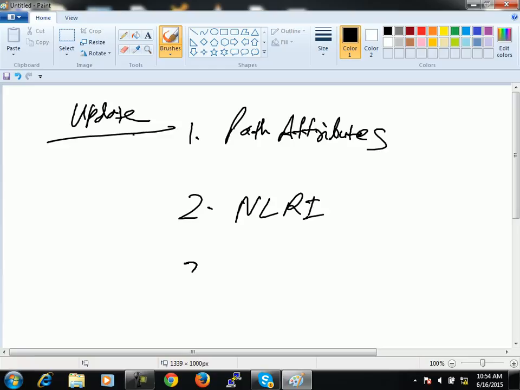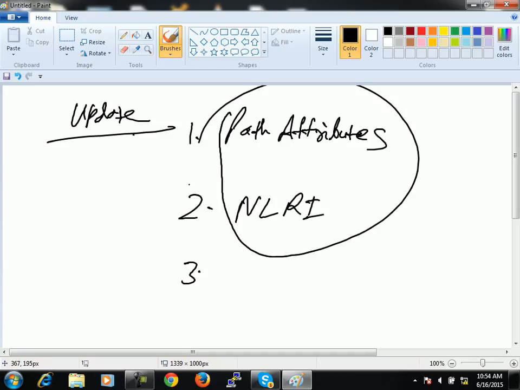However, you can also have some withdrawn routes as well. There is one other thing as well, withdrawn routes, which I will explain later, that component of the update packet itself. But in most cases you will find that these two things, path attributes and NLRI, will be the main components of the update packet. Have you understood it or not? So updates have these two main things, path attributes and NLRI.